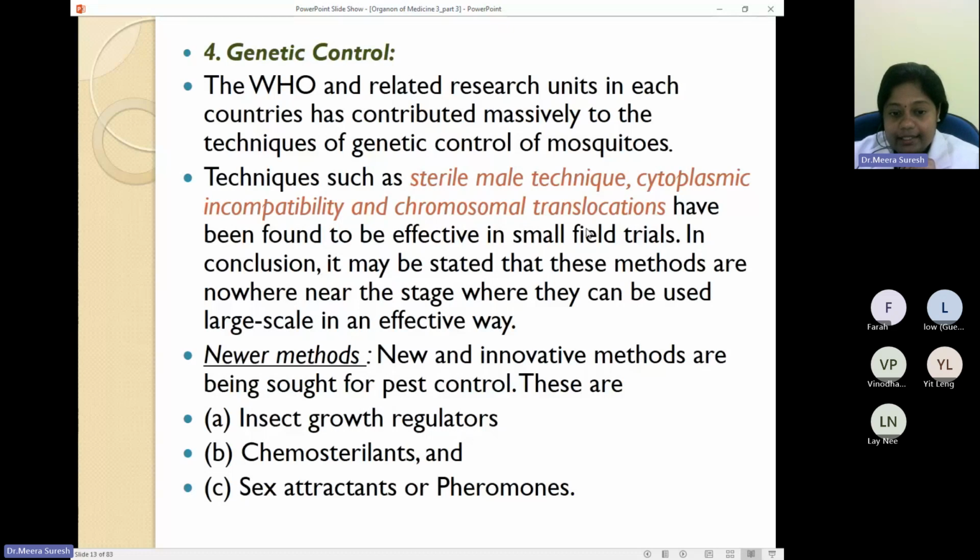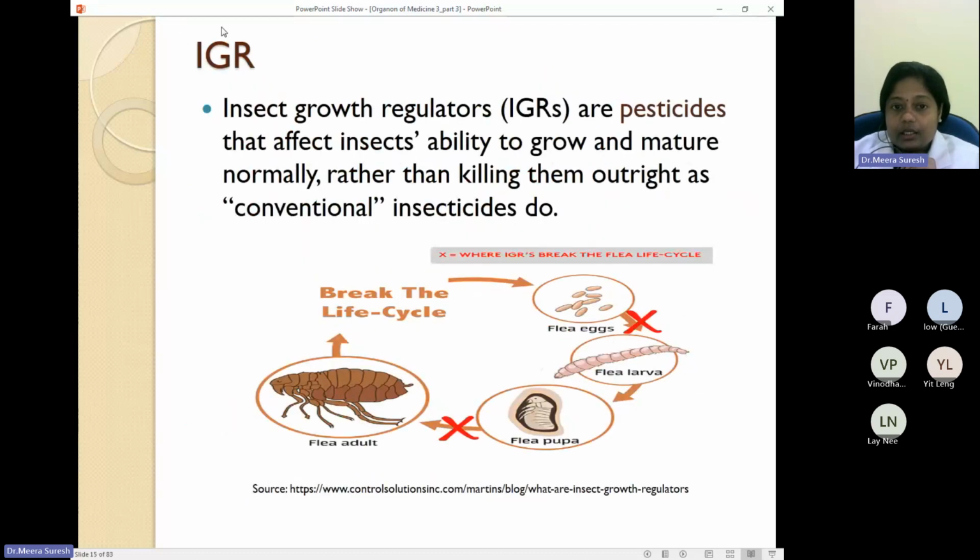So we'll see what is happening in the case of insect growth regulators. They are certain chemicals, and what they do is not kill the insect per se, but affect its ability to grow and mature normally. As the figure explains, you can see the fleas, the sand flea or the rat flea, go through the life cycle: the egg, the larva, the pupa, and then molting to the adult.